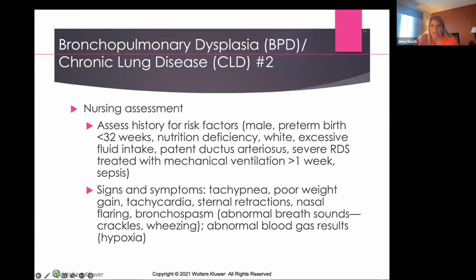So your assessment, the history for risk factors: if it's a male infant, if it's preterm, less than 32 weeks, if they are of white race, if they have a PDA, severe RDS, if they've been on a ventilator for more than 1 week, or if they've had any type of infection. You can see tachypnea, poor weight gain, tachycardia, sternal retractions, some nasal flaring. You also can hear some crackles or wheezing. Typically, the blood gases will consistently show hypoxia.